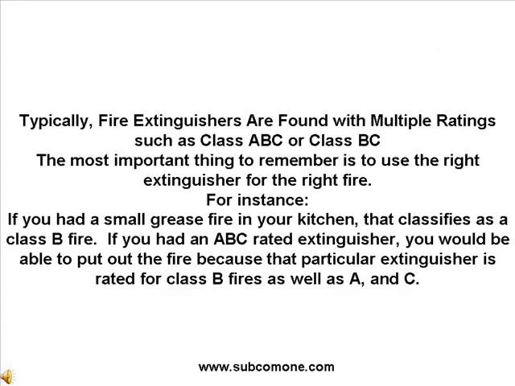Typically, fire extinguishers are found with multiple ratings such as ABC or BC. The most important thing to remember, though, is to use the right extinguisher for the right kind of fire. For instance, if you had a small grease fire in your kitchen, that classifies as a B flammable liquid. If you have an ABC rated fire extinguisher, you'd be able to put out the fire because that particular extinguisher is rated for B-class fires. It's also rated for A-class fires and C-class fires. Therefore, if we were to recommend a fire extinguisher for your home, it would be an ABC rated fire extinguisher.